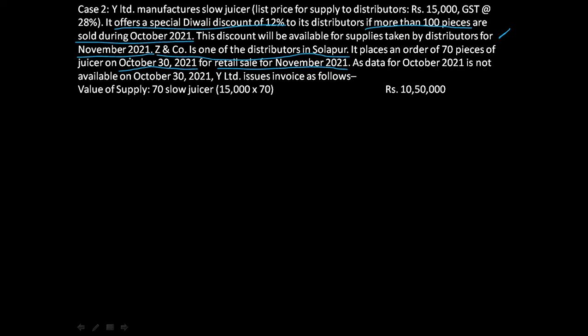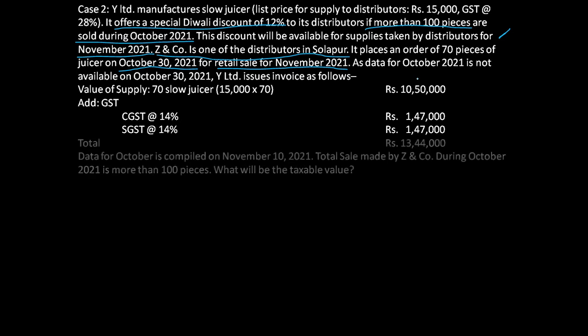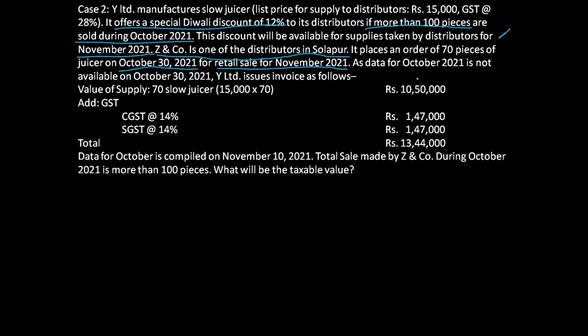Okay, now as data for October 2021 is not available on October 30th 2021, Y Limited issues invoice as follows. This invoice has been issued. Why? Because they have no data about it. Okay, the data for October was not available by 30th October, that's why. So 70 slow juicers have been ordered, multiplied by 15,000 because each costs 15,000, then GST has been added. Okay, and the total comes to 13,44,000.